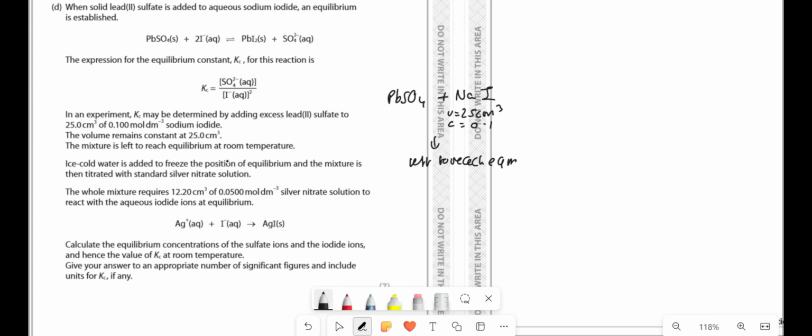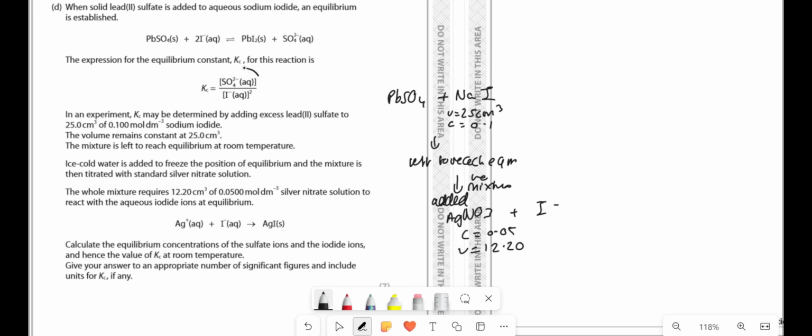So then what they do is they add water to stop the equilibrium, and it's frozen, and then it's titrated. So they've taken this and they've added to this mixture standard silver nitrate solution, AgNO3. The concentration was 0.05, but its volume was 12.2, to react with the aqueous iodide from the original mixture. Cool. So then it says calculate the equilibrium concentrations of the sulfate ions and the iodide ions, and hence find Kc at room temperature.